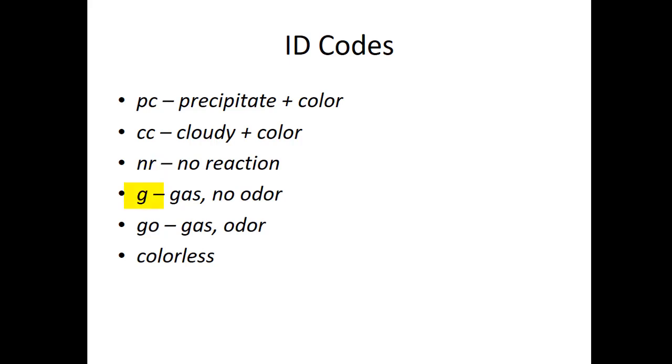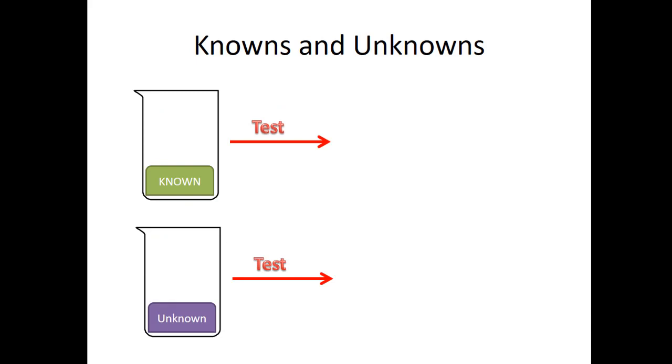If you see a gas that comes off with no odor, then you write G. If gas comes off and you smell something different, then you write GO. And if it's colorless, but you know that something happened, maybe a temperature drop or a temperature increase or something like that, then you'll write that as the code colorless.